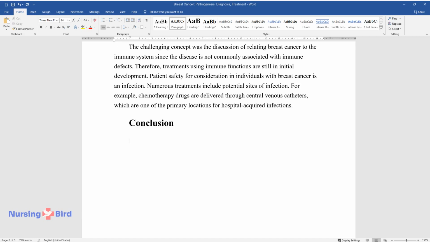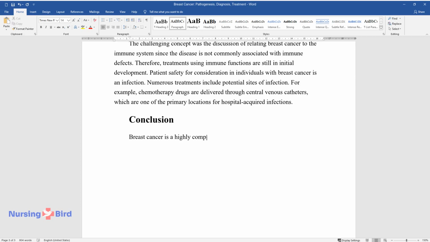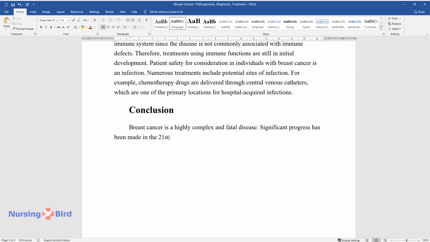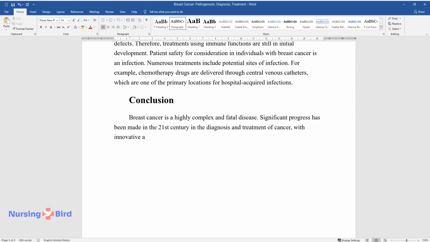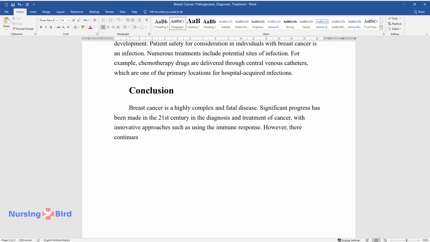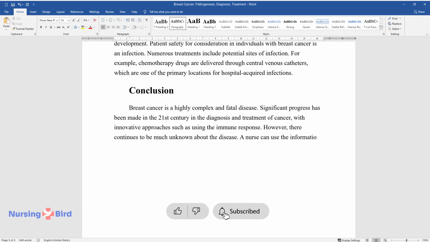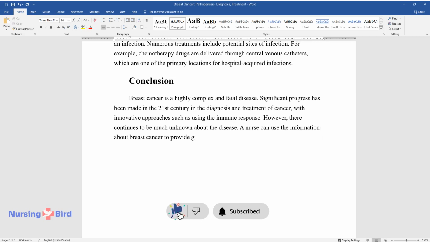Conclusion: breast cancer is a highly complex and fatal disease. Significant progress has been made in the 21st century in the diagnosis and treatment of cancer, with innovative approaches such as using the immune response. However, there continues to be much unknown about the disease. A nurse can use the information about breast cancer to provide guidance and better informed practice for patients.